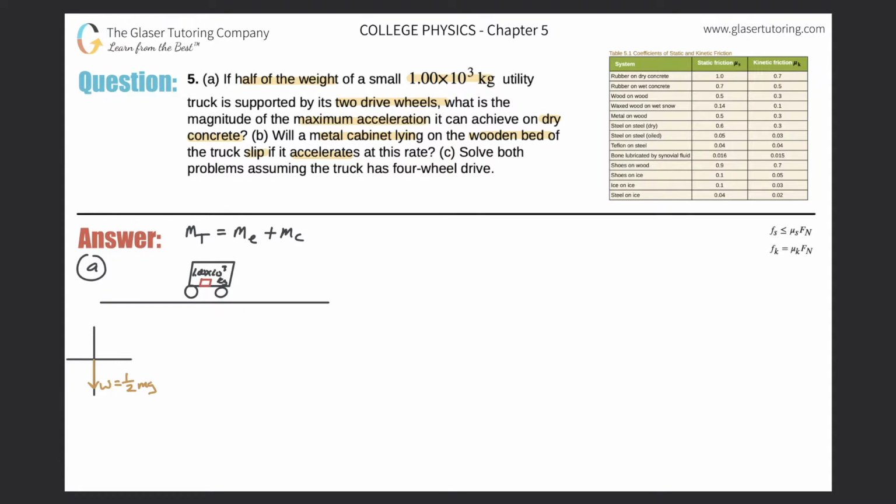Here the mass would be m sub t, for the total mass, because the weight bearing down on these 2 drive wheels is a function of both the mass of the empty truck plus the mass of the cabinet. All right, so that takes care of that.